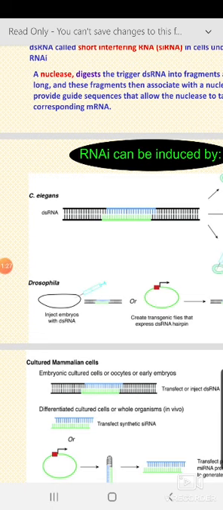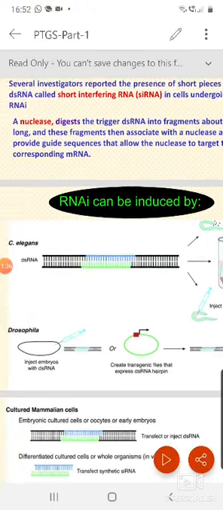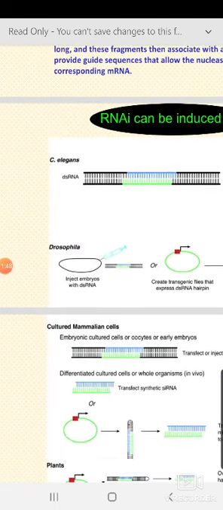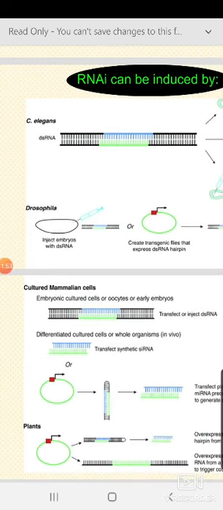I started by telling that double-stranded RNA is introduced inside the cell. But it depends on which system we are working with. If it is C. elegans, this is the double-stranded part, the green and blue color, that we are looking for. We can feed the organism, grow it in the culture medium, or inject it. If it is Drosophila, inject the embryo with double-stranded RNA. In most cases, if you handle a cell line, we need to incubate with this double-stranded RNA.